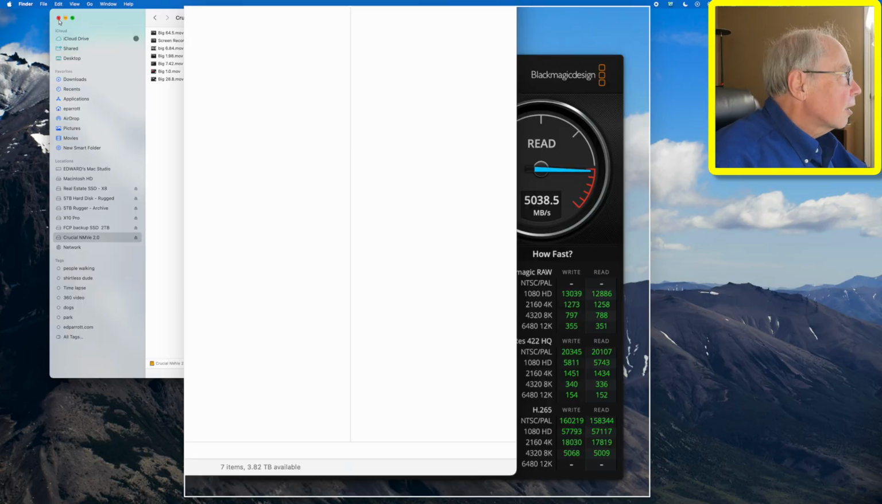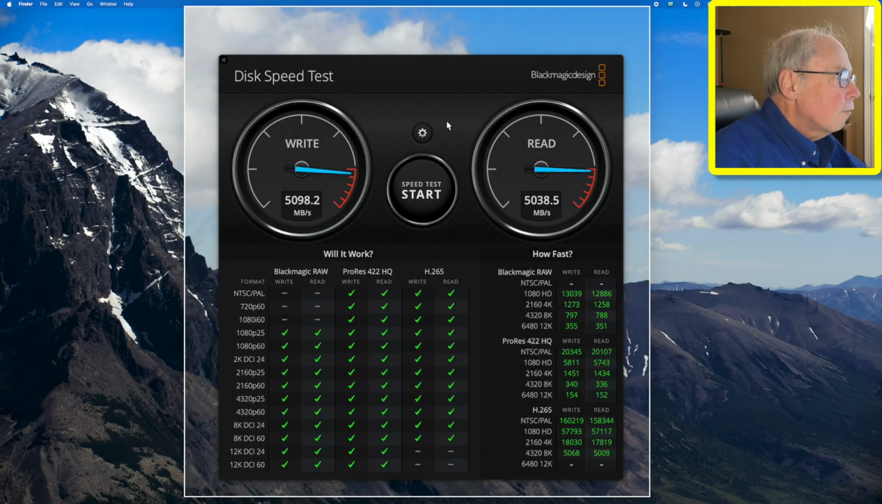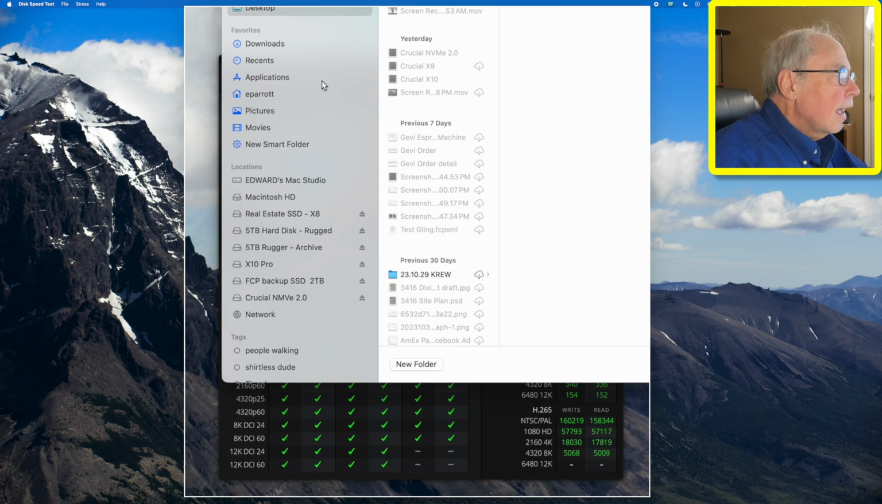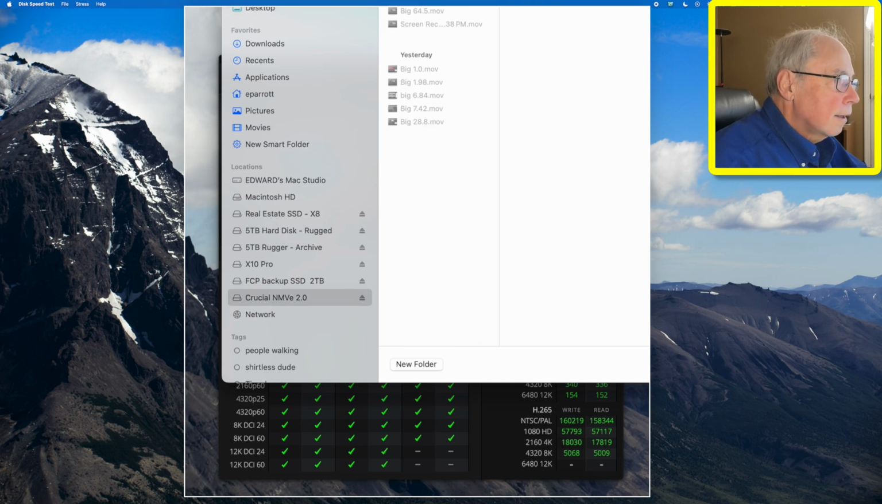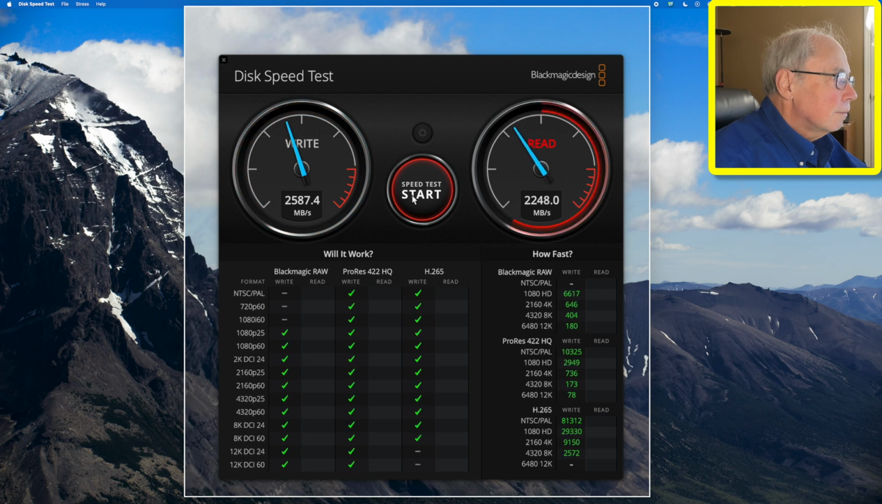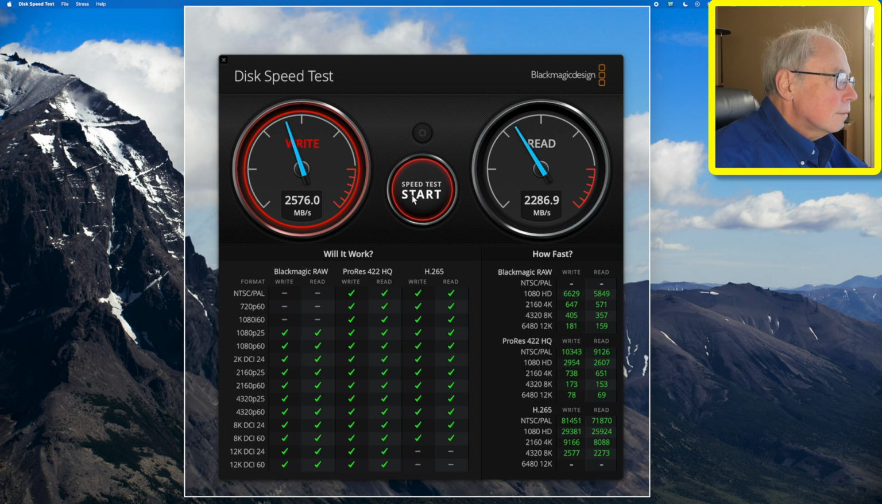And so now that we got it plugged back in, let's go over here and select that as our target drive again, and we will run another test with the supplied cable. So about the same. So there we go.